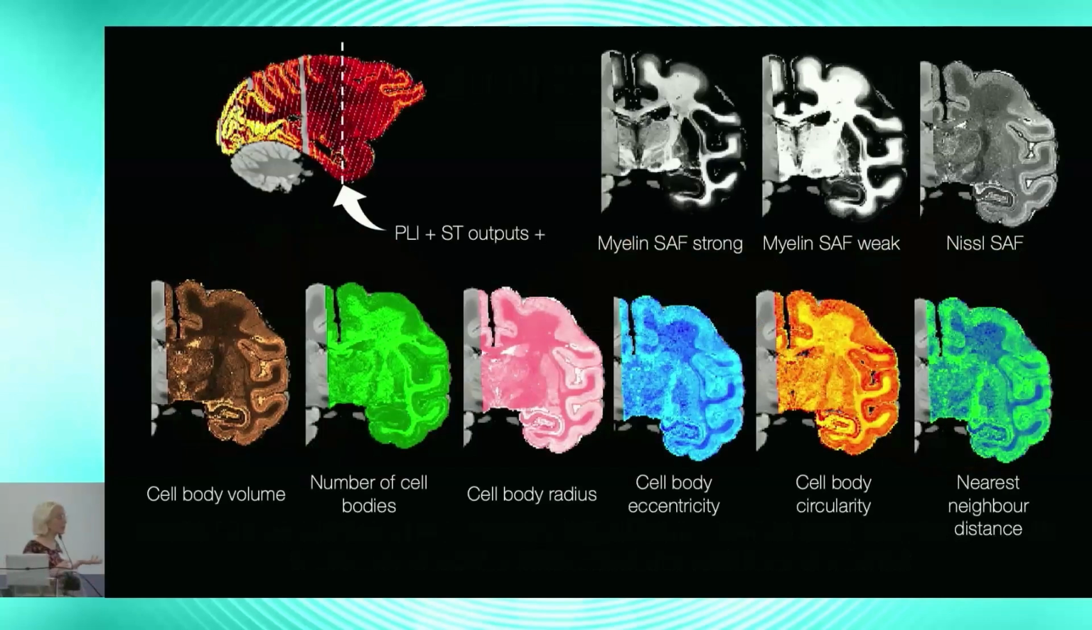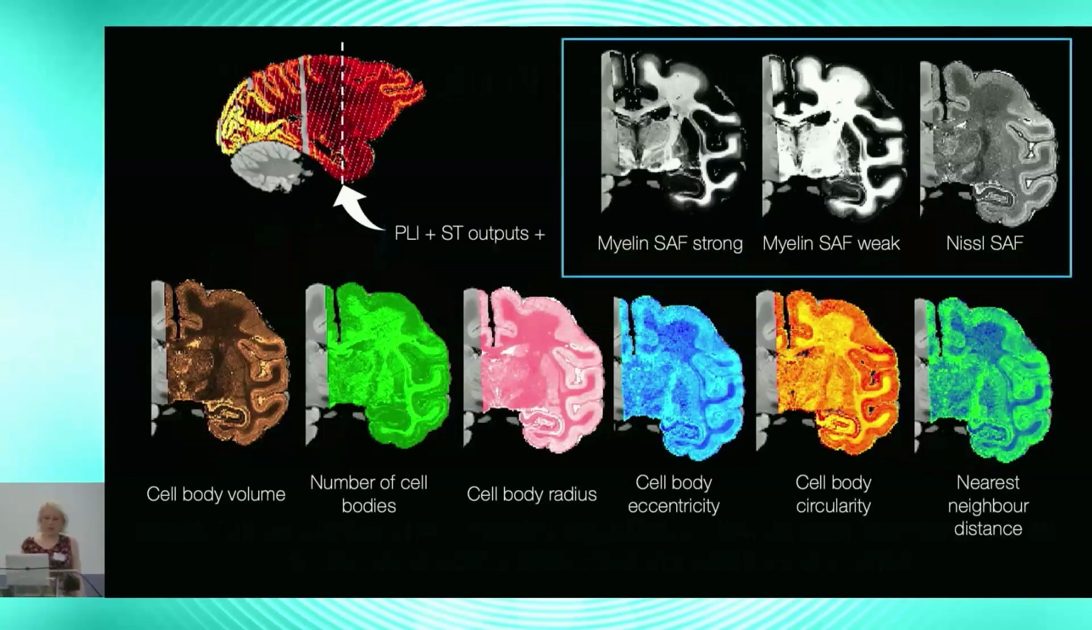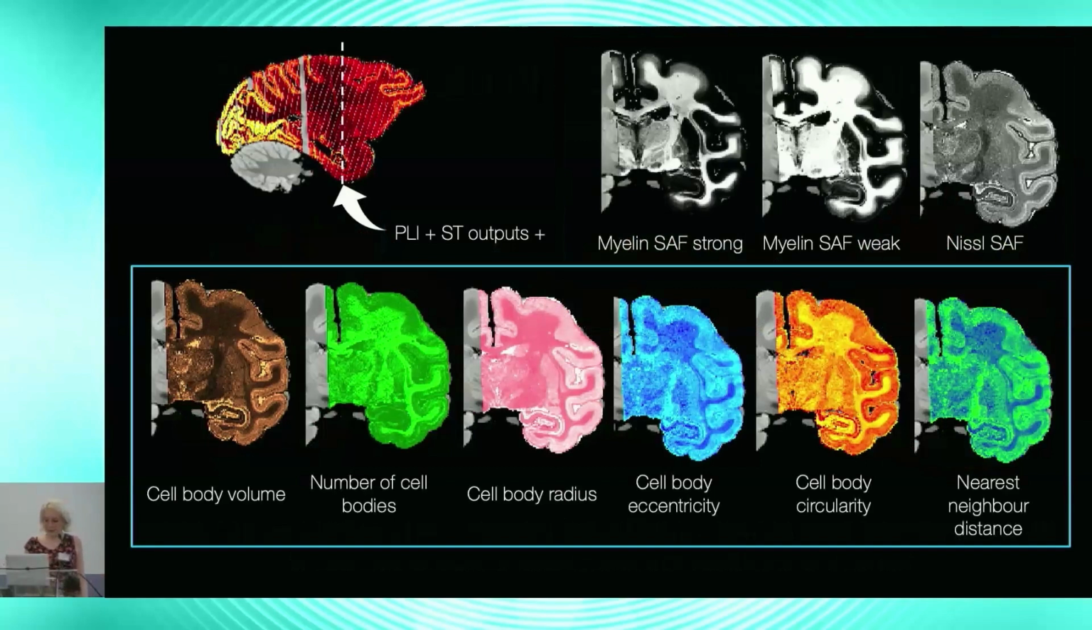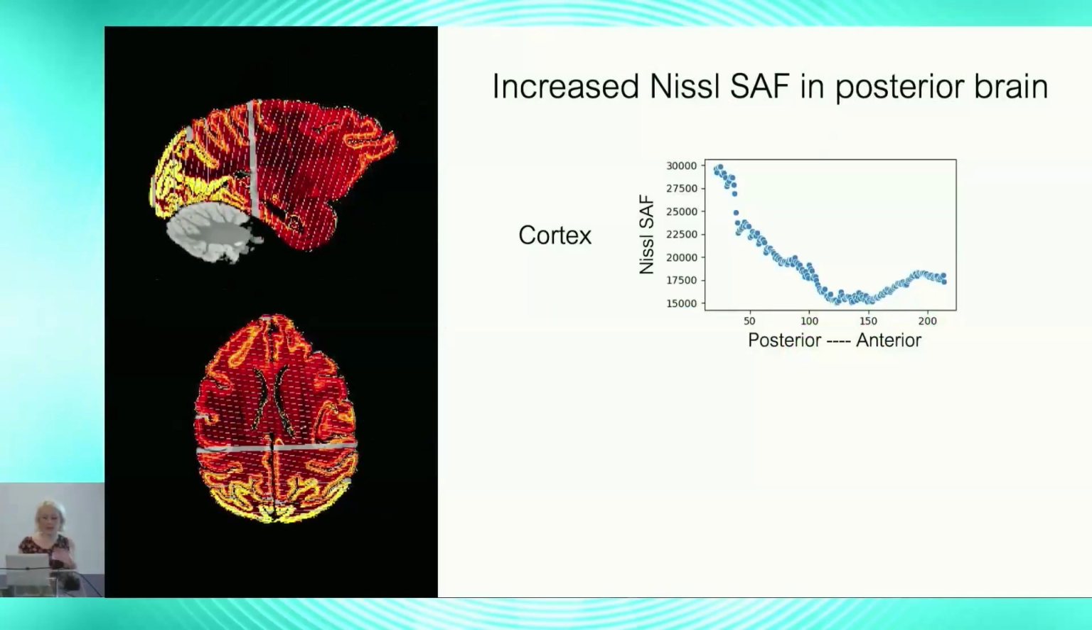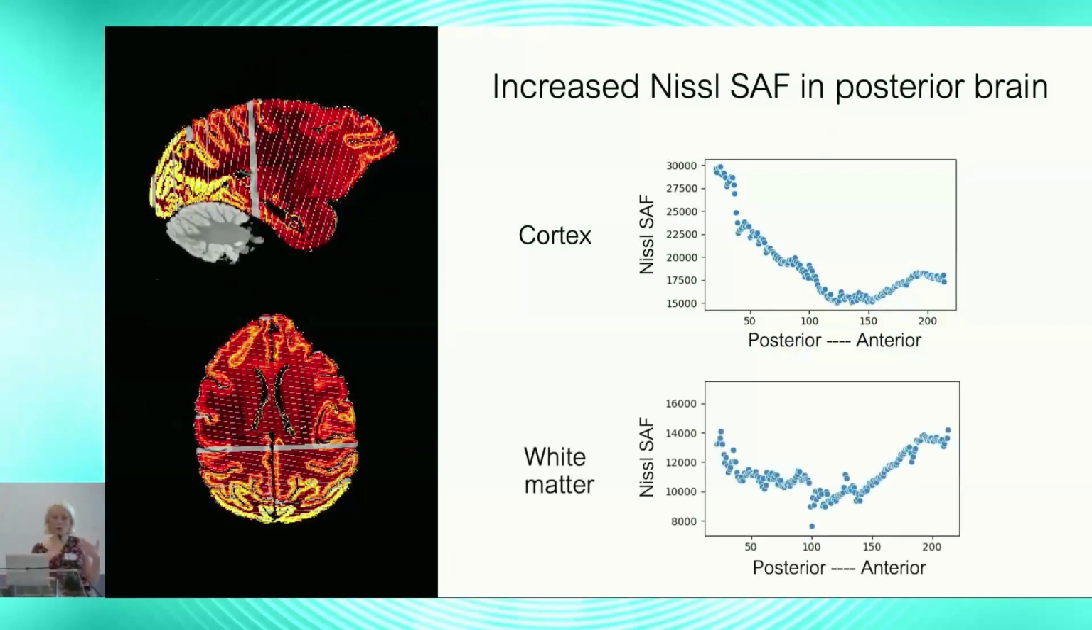Of course, we don't have a single microscopy volume, but we can reconstruct them according to all of the different quantitative metrics that we've extracted. So we have metrics related to fiber orientations, related to myelin and cell body density, as well as all of these different morphological metrics. These 3D volumes really allow us to quantify cellular variations at different scales. At the macro scale, we can see that we have increased cell body density in the posterior of the brain, in the posterior cortex, should I say, but not in the white matter, suggesting that this is not an artifact of the slide staining variations across the sample.